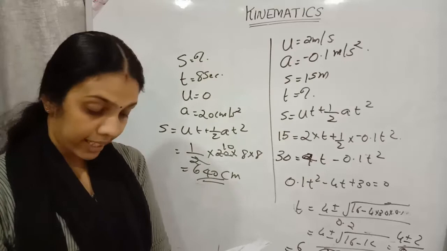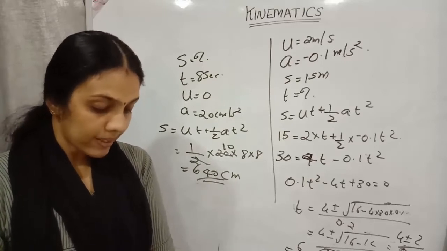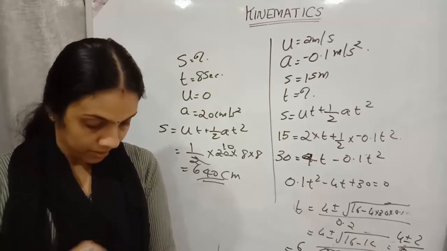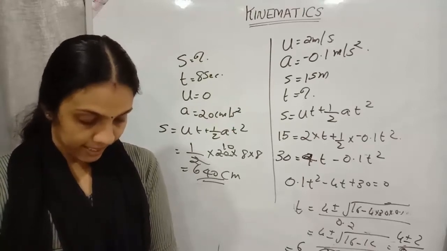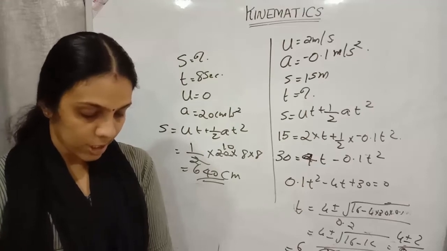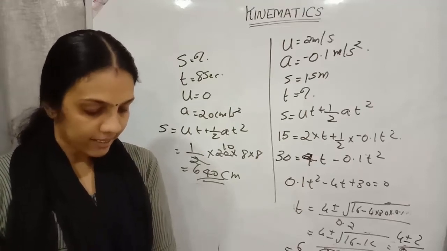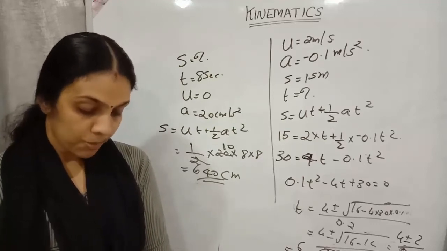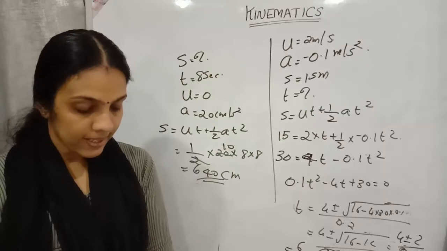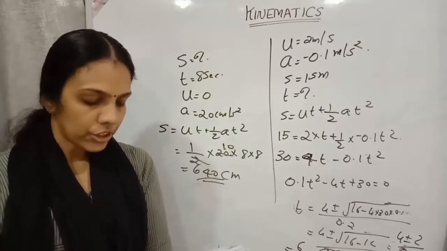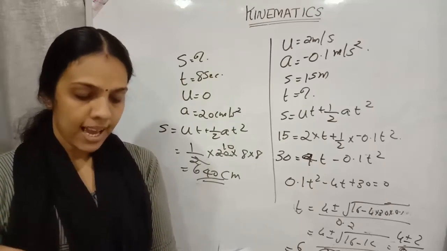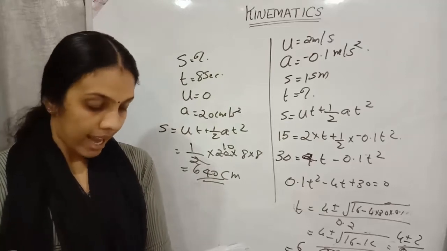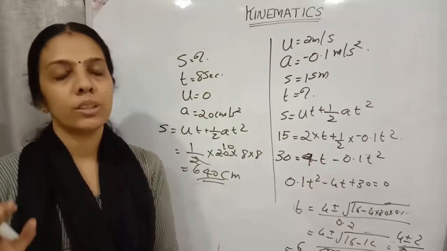The option A. Next one, a particle starts from rest, accelerates at 2 meter per second square for 10 seconds, and then goes at a constant speed for 30 seconds and then decelerates at 4 meter per second square till it stops. What is the distance travelled by it? So initially the particle starts from rest, accelerates at 2 meter per second square for 10 seconds and then goes at a constant speed for 30 seconds.